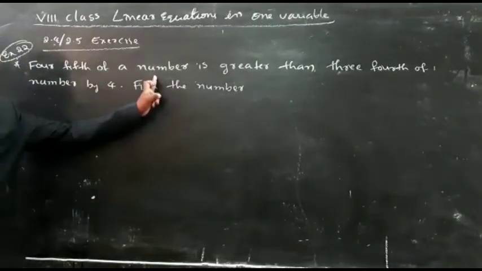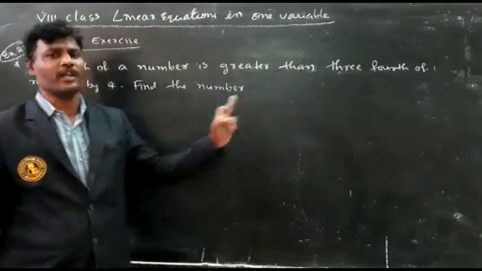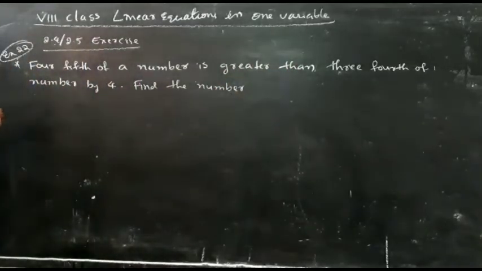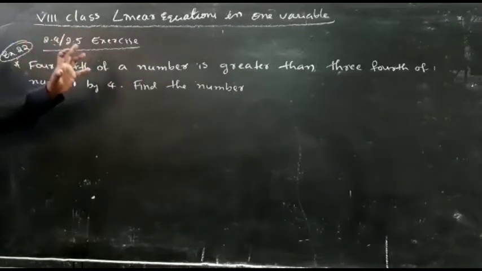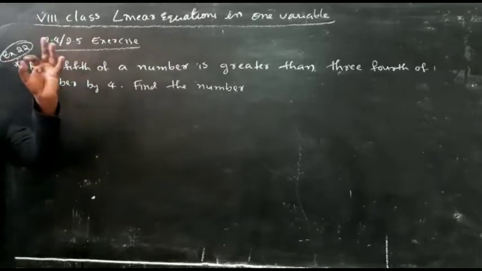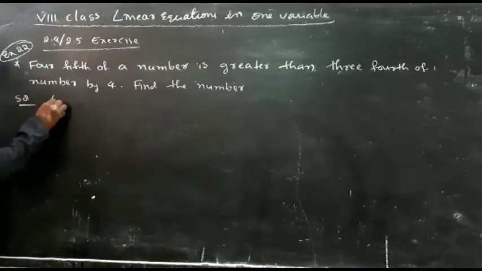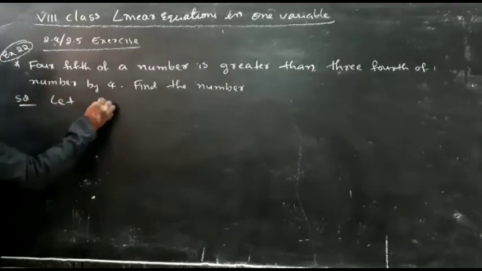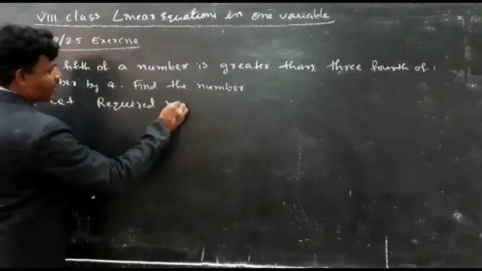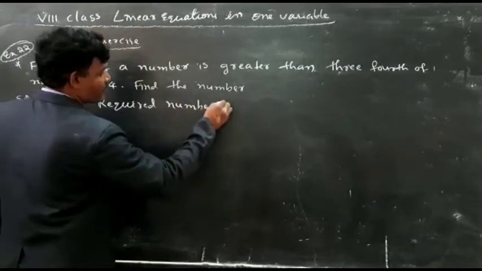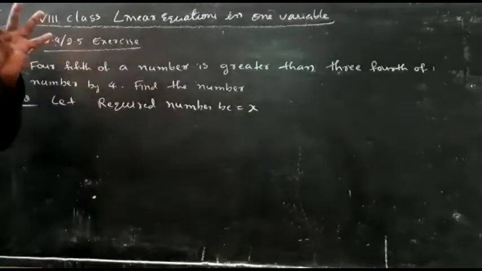4/5 of a number is greater than 3/4 of a number by 4. Find the number. First, I don't know what the required number is. Solution: let the required number be x. So I am taking the required number as x.